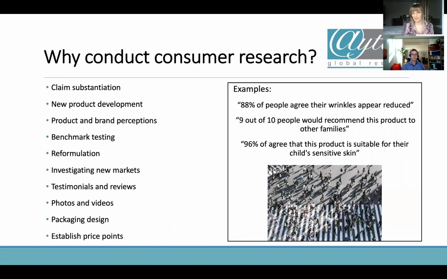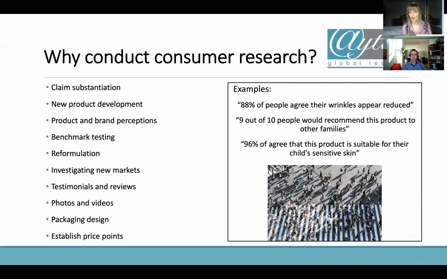So I'm going to talk a lot about claim substantiation, but I also want you to think about the other reasons you might use consumer research data. And consumer research, again, is a great way of getting lots of other market research conducted about your product, as well as thinking about substantiating those claims, because you are sending out products, either nationwide or internationally, to your target consumers. So getting feedback on what they would perceive about your product is really essential for directing your new product development. So things like product and brand perceptions, packaging design, establishing price points, these are all things you can gather through consumer research data.